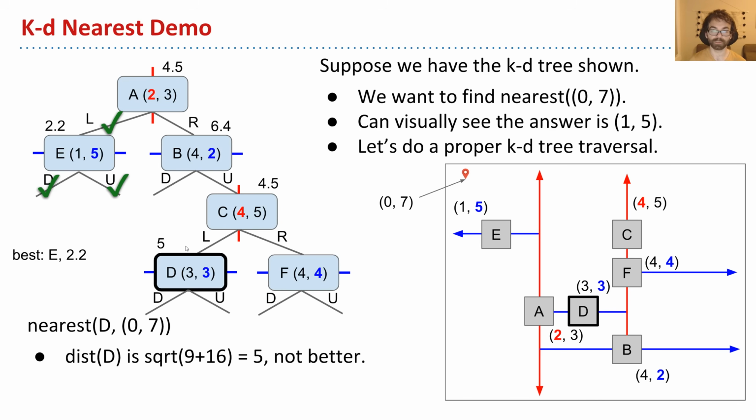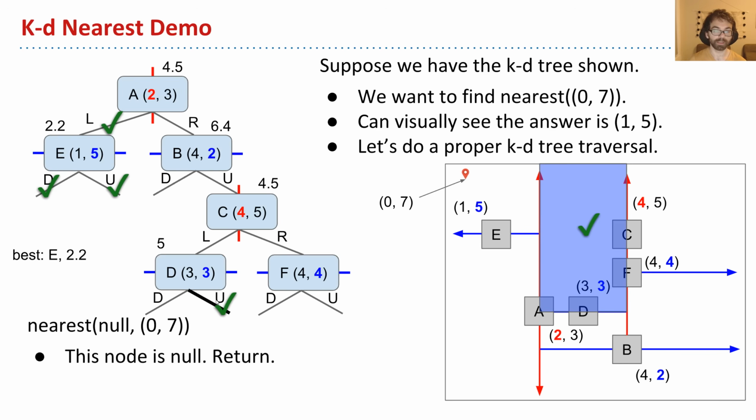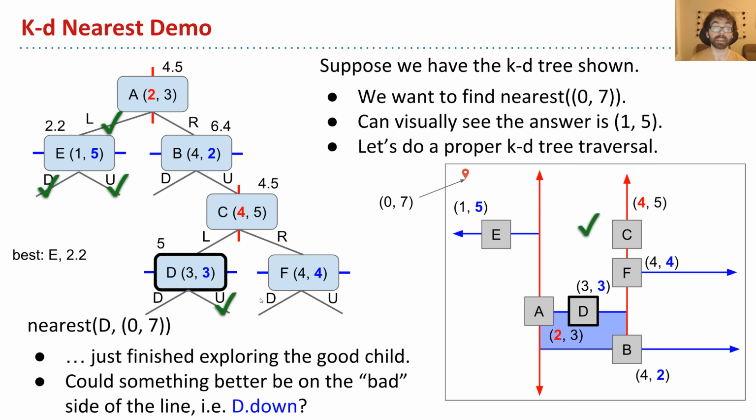So now we consider D's children. So which side's the good side of D? Well, it's up. So let's go check it out. So we go up, and it's null, so we're just going to return. We're done with that. So we're back to D, and now we ask ourselves, do we need to look at the downside? Okay. So the downside, in this case, think about what is the best possible point in this little subspace that's below D, so D's bottom subspace. Okay, so it turns out that it is not worth looking, because the best possible point would be right here in the corner of this box. Okay, so that would be bigger than 2.2.